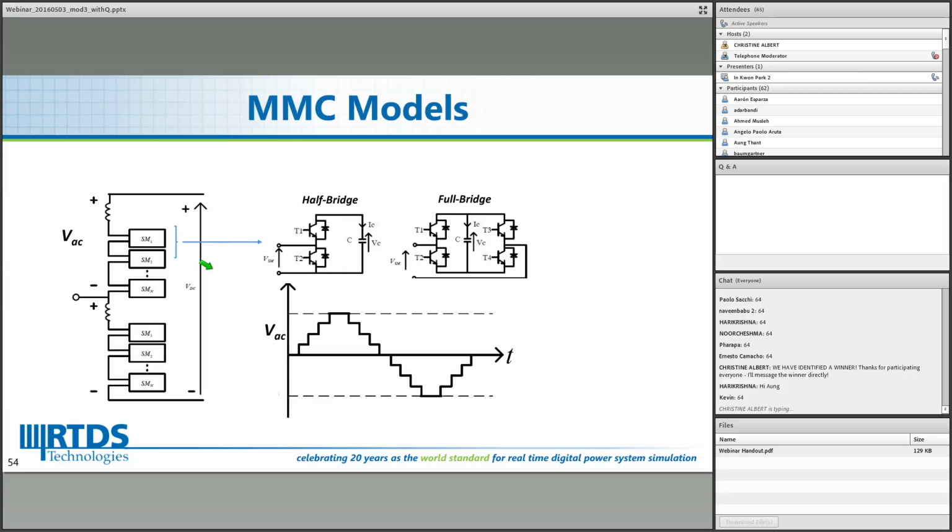If you are more concerned with the AC system dynamics, then you may want to go with the average approach model, which is MMC5. Or if the number of submodules in your arm is small, then you may want to go with the processor-based MMC model, which is chain B5. But if you are concerned more with a large number of submodules in your system, then you probably need to go with the FPGA MMC models.